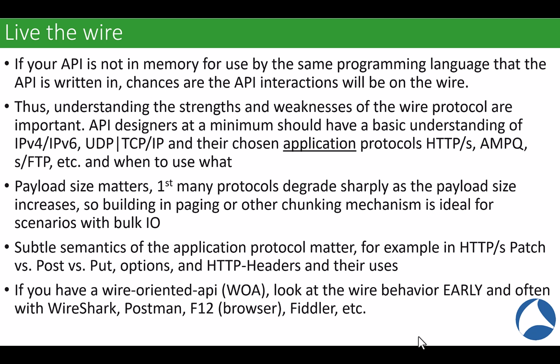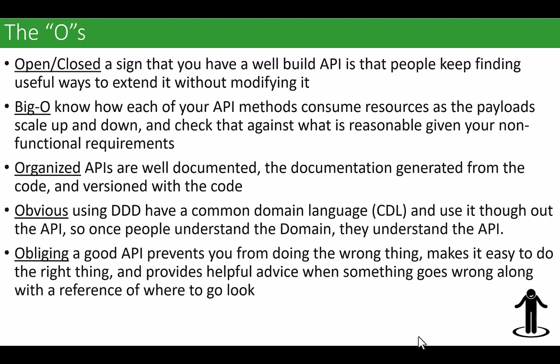Well, subtle semantics matter, like patch versus post versus put, and what HTTP options are, and what are the HTTP headers and their uses, and how does that affect the usability of the API, and where do we put what kinds of control flows into our API. And so if you have any kind of wire-oriented API, then you need to look at the wire behavior early and often, and there are lots and lots of tools to do that. These are the 5 things that when I look at APIs, I use to judge an API.